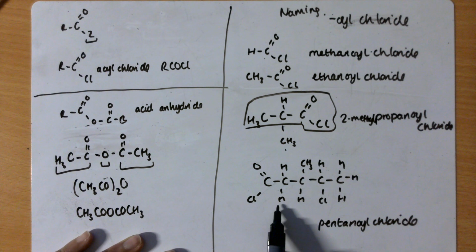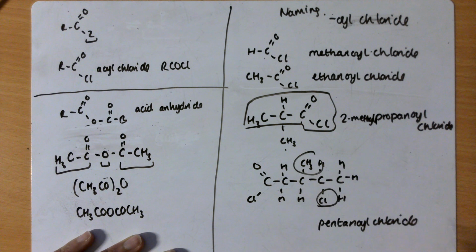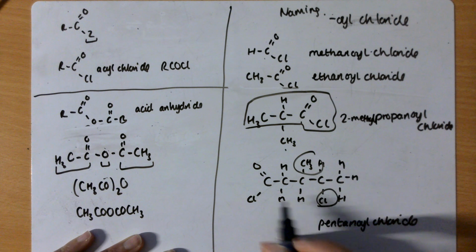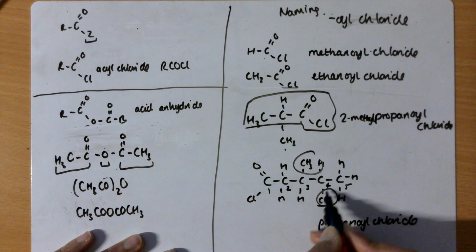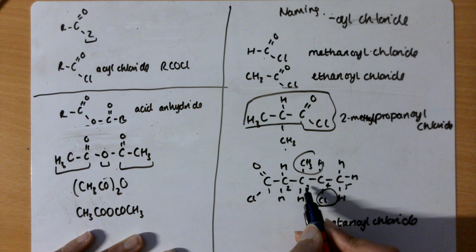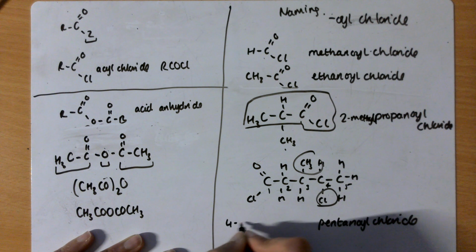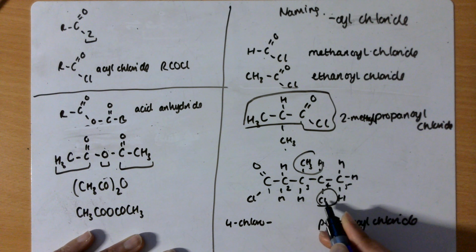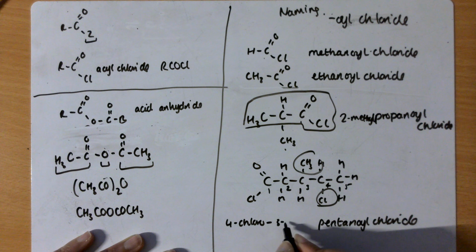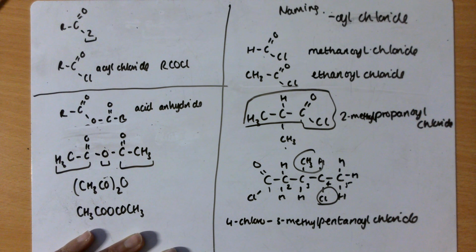But that's not me fully done, because I also have on that long carbon chain a Cl and a CH3. That's carbon 1, so therefore my chloro is on carbon 4 and my methyl is on carbon 3. Even though the chloro is on carbon 4, I have to put that first, because remember we use our alphabetical order. So I have a 4-chloro, 3-methylpentanoyl chloride. So that's just the naming of your acyl chlorides.